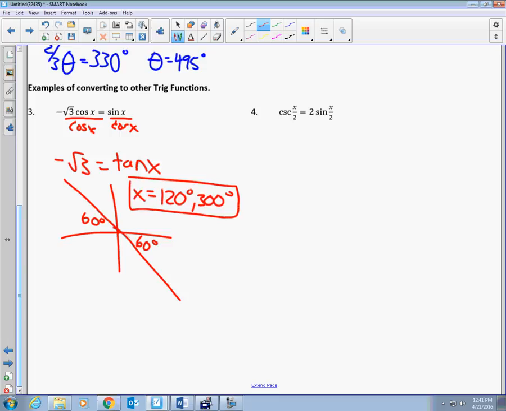So this one was an example where we convert to other trigonometric functions. So you can see that you have a sine and a cosine. Factoring didn't work, but rewriting in terms of tangent did. You can see in this one I have a cosecant and a sine. Any thoughts? One over sine. Okay, let's do that.